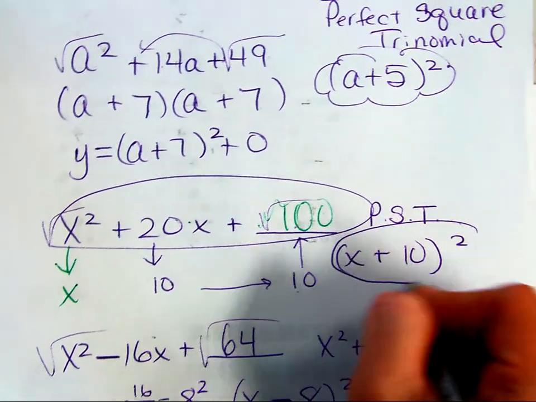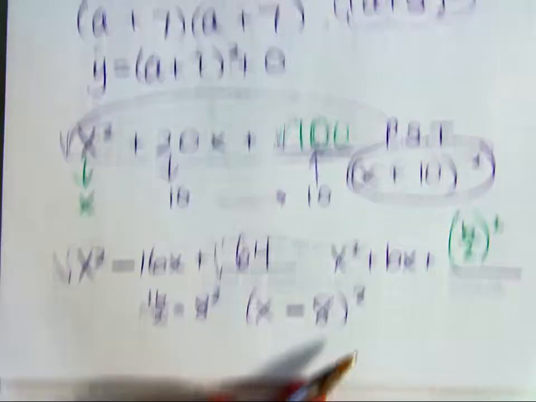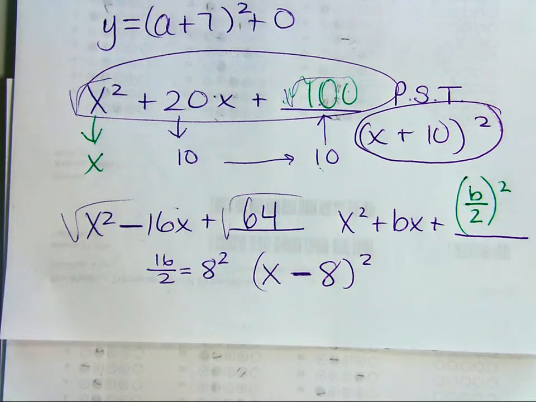X plus square root of 100 is, so x plus 10 squared. That's what you're aiming for. You need to not only be able to complete the square, but you need to be able to factor it as well. Okay?